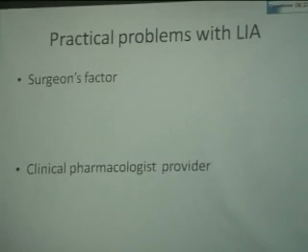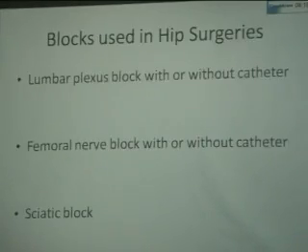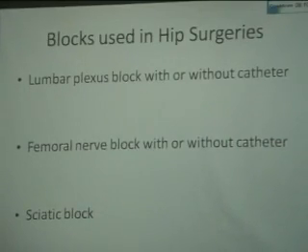So unless we are a little proactive, things will not work. Apart from LIA, now the other modalities are nerve block, lumbar plexus. For hip surgery, it is lumbar plexus with or without catheter, femoral nerve block with or without catheter, sciatic block.